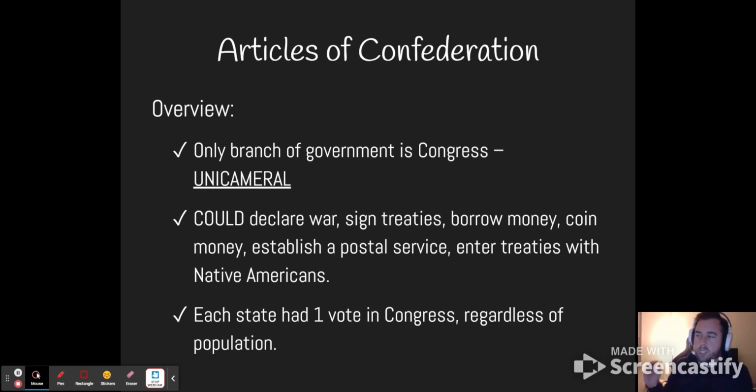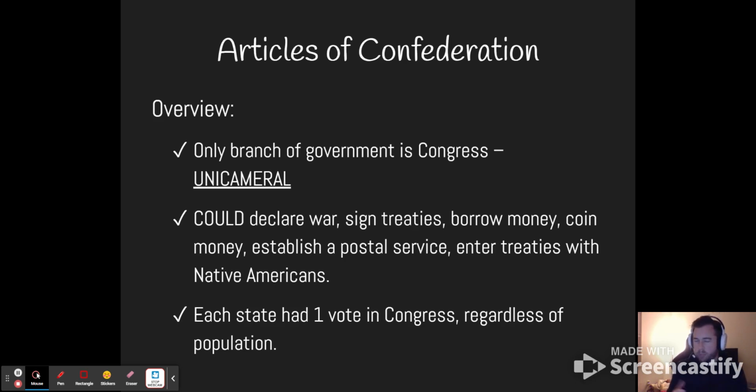This Congress could declare war, sign treaties, borrow money, coin money, establish a postal service, and enter treaties with Native Americans. So those are things that, when we study the Constitution, will sound familiar to you. Another thing worth pointing out is that each state had one vote in Congress. So there are essentially 13 members of Congress in the Articles of Confederation. Now, 13 is a nice number because it's odd, and that means there's not going to be any ties.